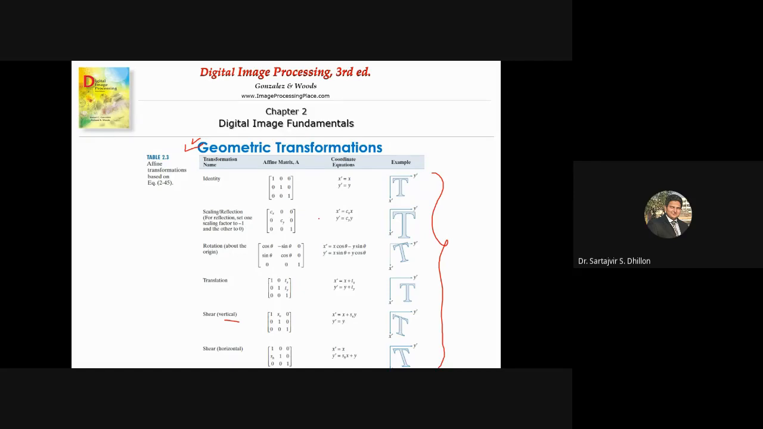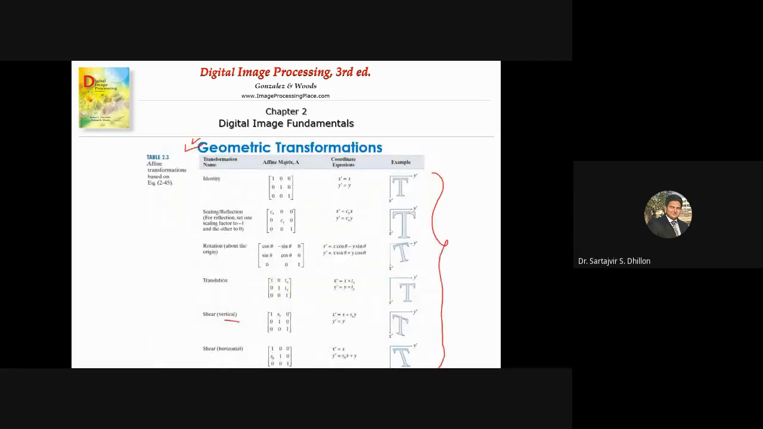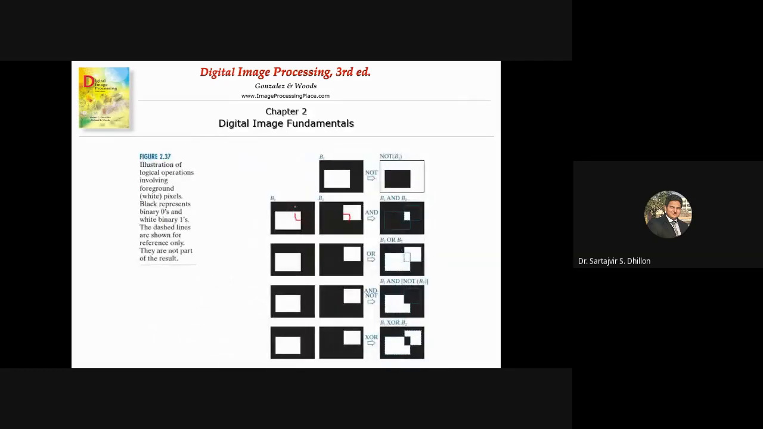I will explain them with the help of examples. You just have to understand what the geometric transformations are, what the set operations are, what the logical operations are, what the subtraction is, and what the addition is. There are a lot of operations we can apply over it, and we have already done this point.